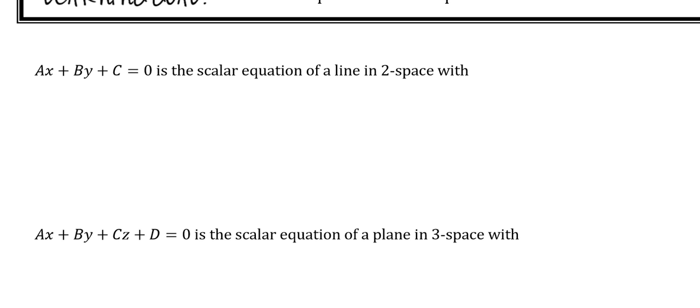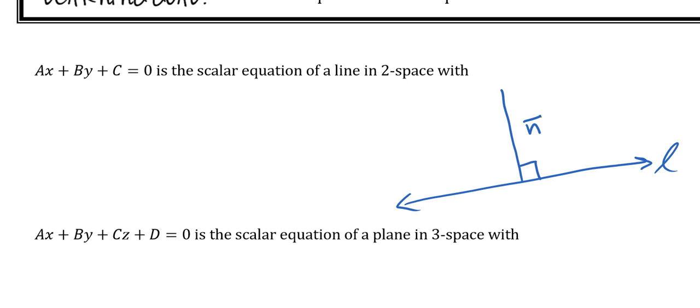So just for reference, this is the standard form of an equation of a line, and when we're working with vectors in 2 space and 3 space, we call it the scalar equation. And so here's my line, and I have a normal to the line. It turns out normals are really important when we start talking about planes. And for this scalar equation in 2 space, a direction vector is negative B, A.